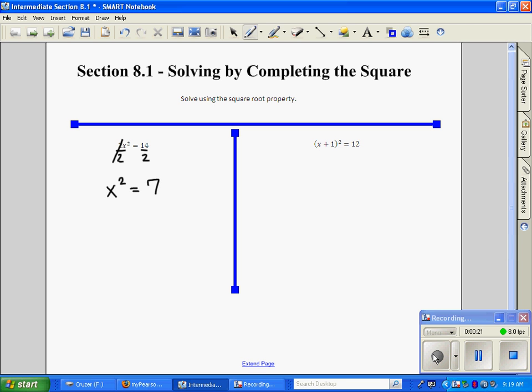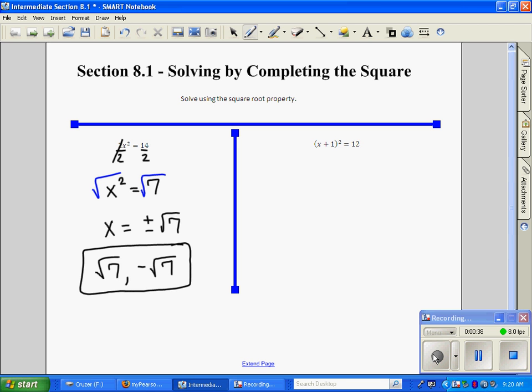To undo a square, you take the square root of both sides, and then that's going to leave you x equals plus or minus the square root of 7, which would just be the square root of 7 and negative square root of 7 if you had to write them out. The next one, to undo a square, you take the square root. Whatever you do to one side, you do to the other.